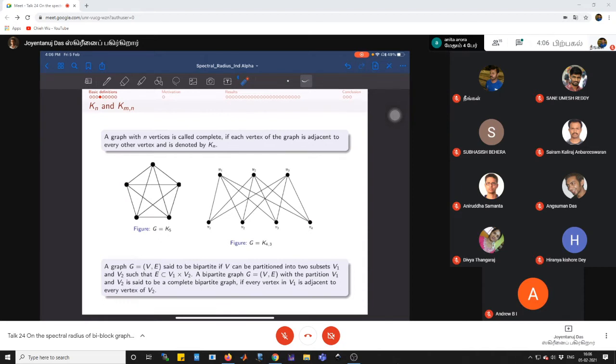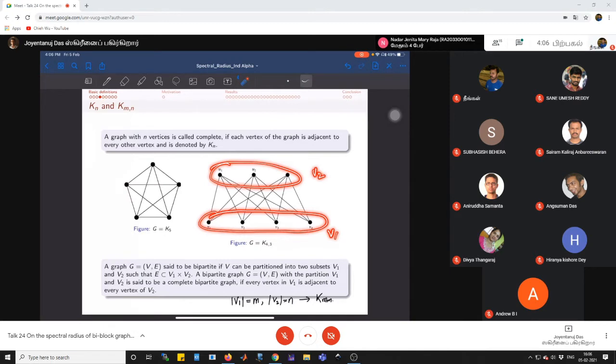And this partition V1 and V2 is said to be complete bipartite if every vertex in V1 is adjacent to every vertex in V2. Further, if the cardinality of V1 is m and the cardinality of V2 is n, then it is denoted K_{m,n}. So for example, here you can consider this set as V1 and this set as V2, then this is the complete bipartite graph K_{4,3}.